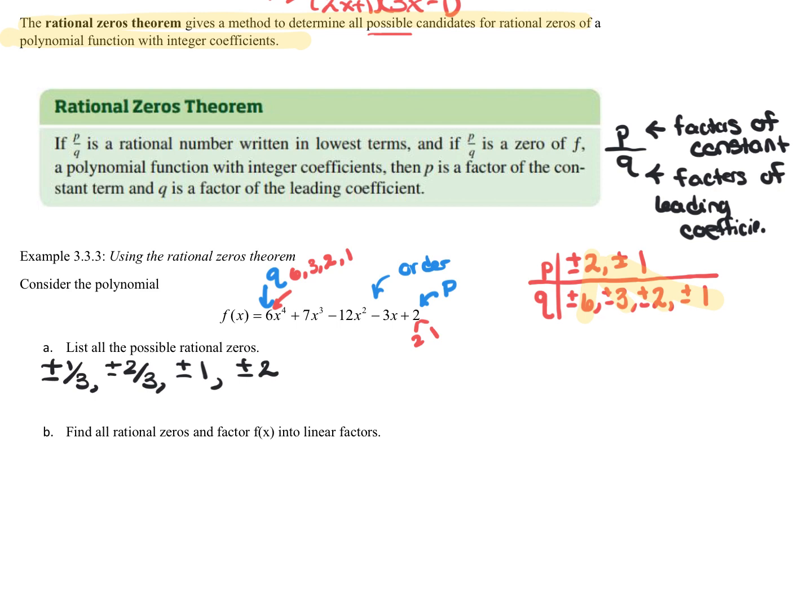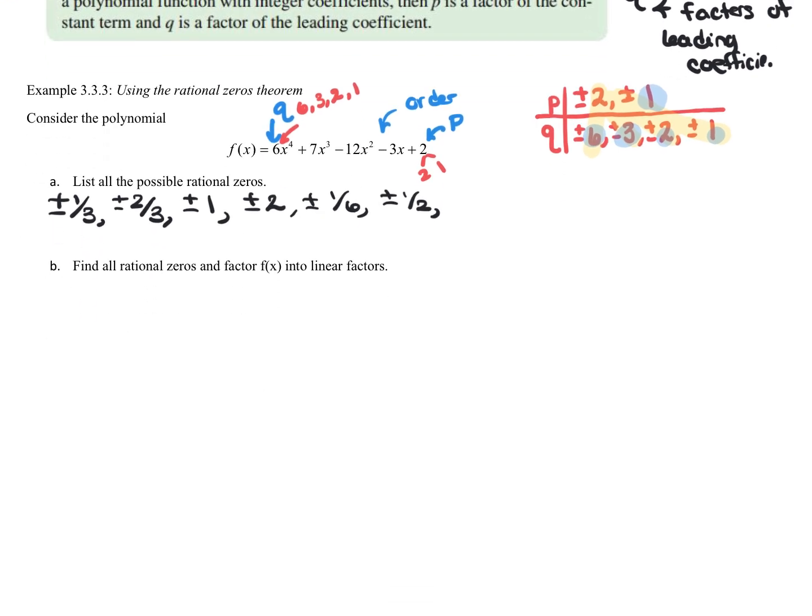And then I have to do the same thing with the 1. I have to do 1 divided by 6, 1 divided by 3, 1 divided by 2, 1 divided by 1. So 1 divided by 6 makes plus or minus 1/6, comma, 1 over 3 is 1/3, but I already have 1/3 in my list. 1 over 2 is a half. And then 1 over 1, I already have 1 in my list. So these are the possible numbers in this list.